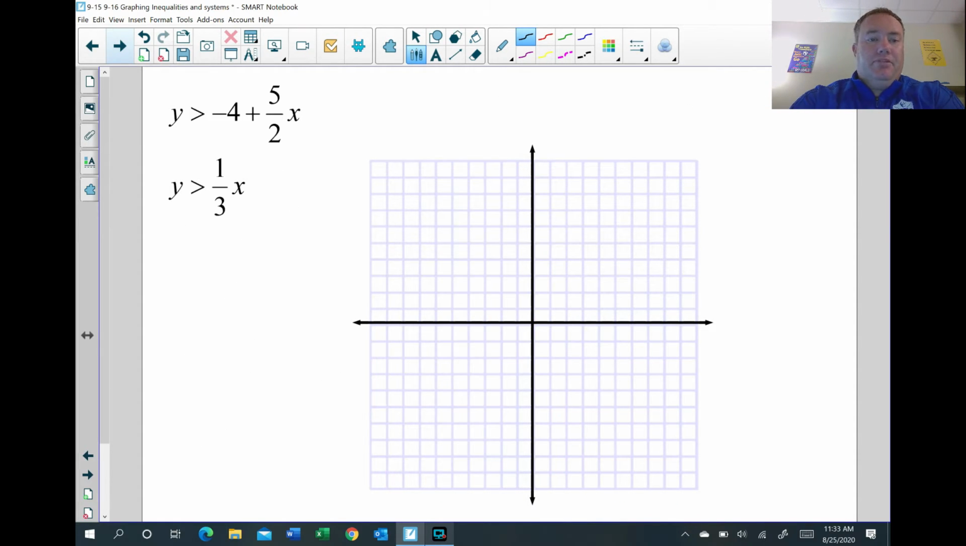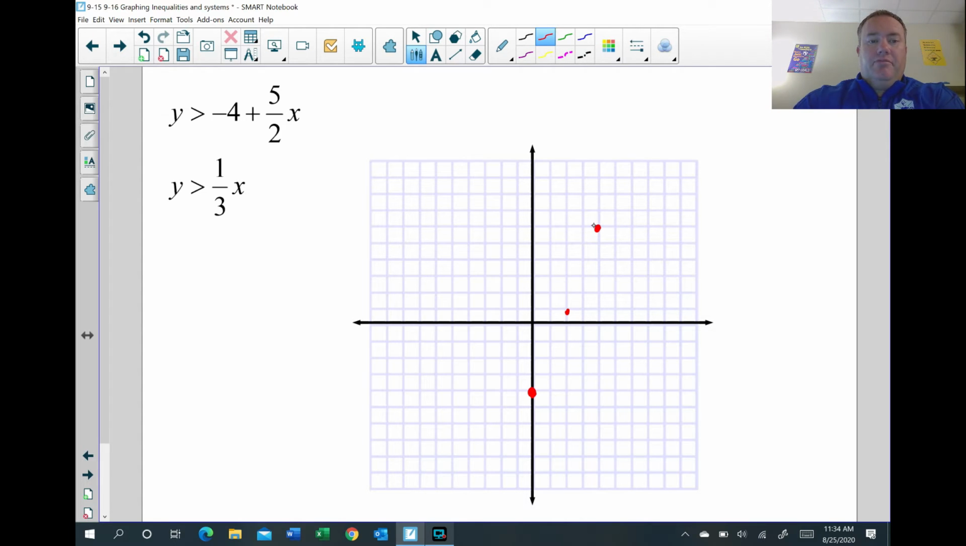Alright, so let's try another one. So we got y is greater than negative 4 plus 5 over 2x. Now, one of the reasons why I do this is that the first inequality is just written in the wrong form. Your y-intercept for this one is still going to be negative 4. So you're going to start at 0, negative 4. You're going to use a slope of 5 over 2, so you're going to go up 5 units to the right 2. Up 5 to the right 2.